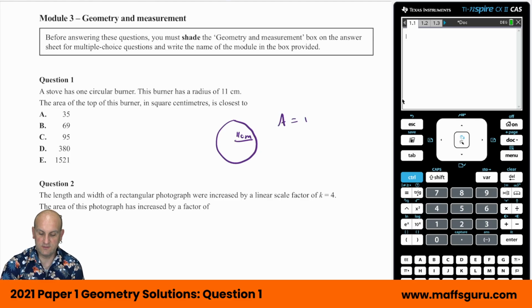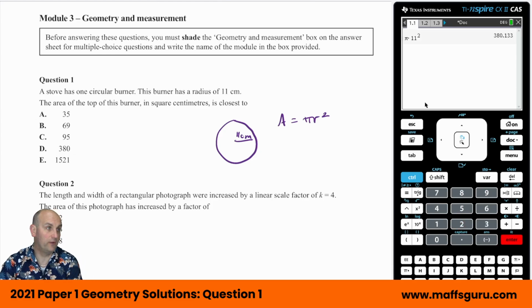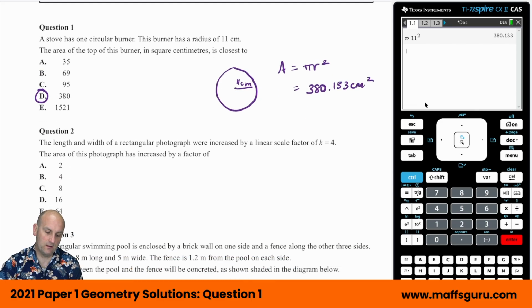We know the area of a circle is pi times radius squared. That's all I need. Let's fire up my calculator and let's do pi times 11 squared, which gives me 380.133. So D would be my correct answer. Let's write that there: 380.133 centimeters squared.